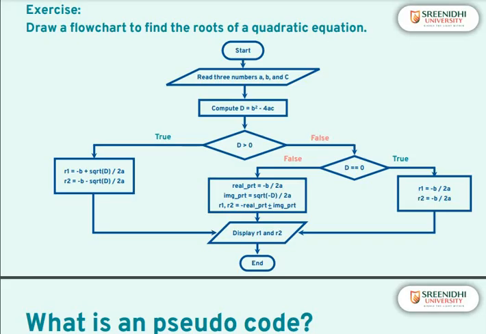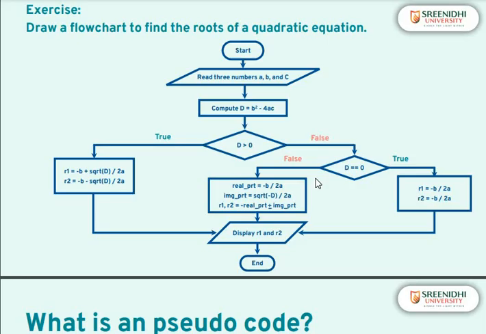If D greater than 0 is false, I am checking for D is equal to 0. If D is 0, both the roots are real and equal. Both are minus B by 2A. If D equal to 0 is false, it means D less than 0. If D less than 0, the roots are imaginary. And you can display R1 and R2.